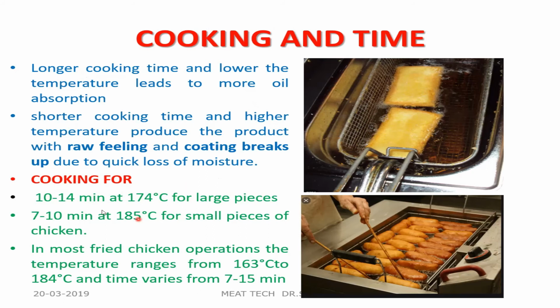Cooking time we normally recommend is 10 to 40 minutes at 174 degrees centigrade for large pieces. It will vary, which we have to standardize. Or 7 to 10 minutes, this is approximate, at 185 degrees centigrade for small pieces of chicken. In most fried chicken operations, the temperature ranges from 163 degrees centigrade to 184 degrees centigrade, and the time varies from 7 to 15 minutes.